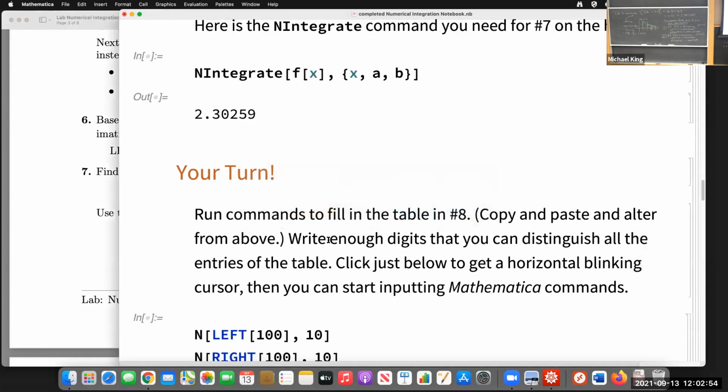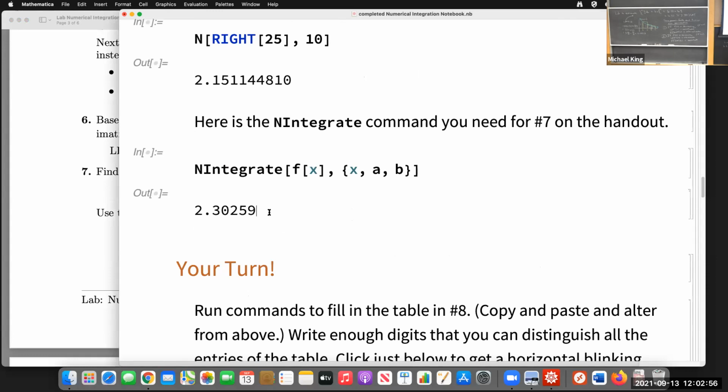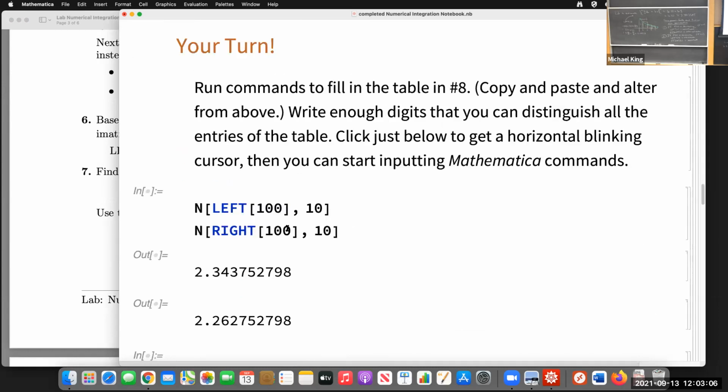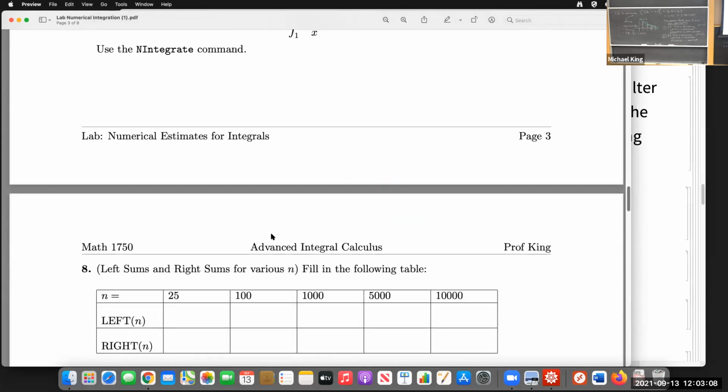Numerical value using the integrate command was right there. So that agrees. This number should agree with the natural log of 10 that we found earlier, right? It's the exact value. And then I said, okay, run commands to fill in the table in number 8.